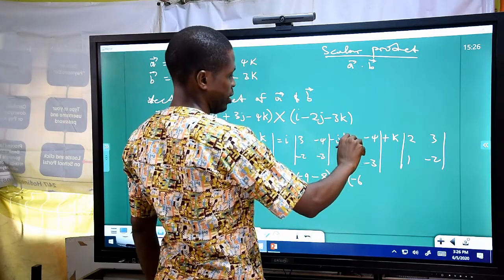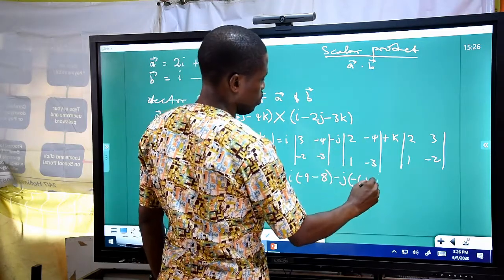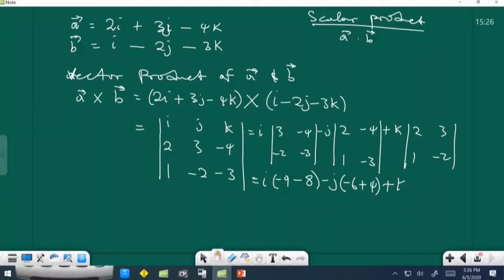This multiply, you have minus here, minus 4, so we have to turn to plus 4. Plus k in brackets. This multiply this, you have minus 4, with a subtraction, we have minus 3. So you simplify further. Minus 9 minus 8 is equal to minus 17. So you have minus 17i.